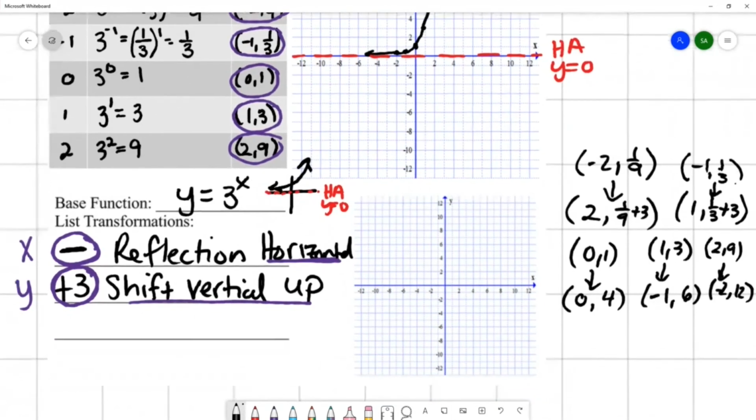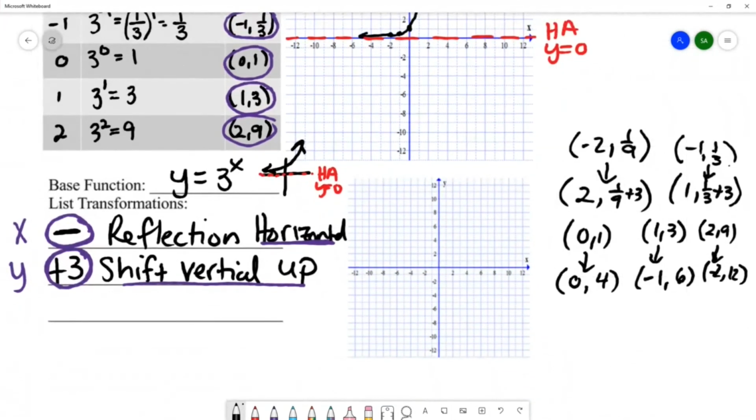So if we keep those points in mind, in addition, the horizontal asymptote is at 0. We're going to shift that up 3, so it's going to move to be at y equals 3. And so we get a new graph that looks something like this.